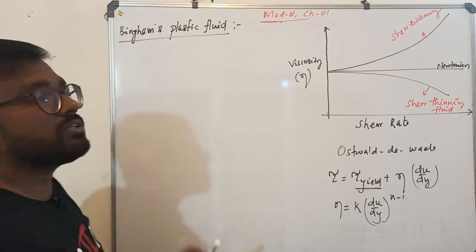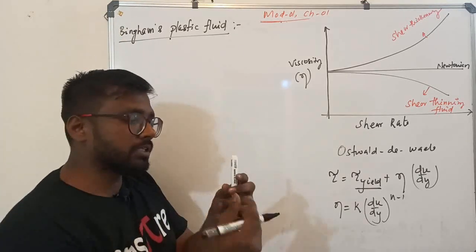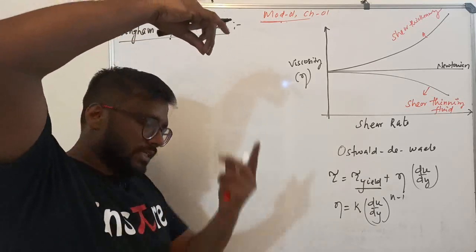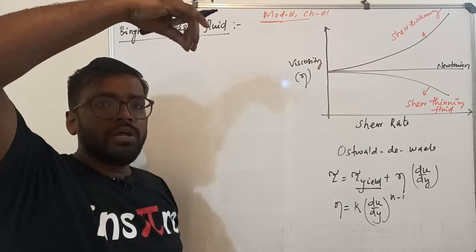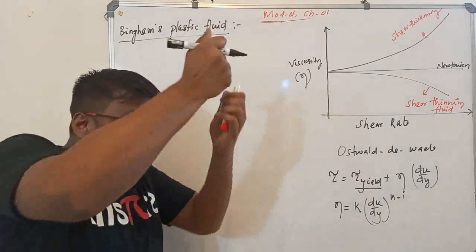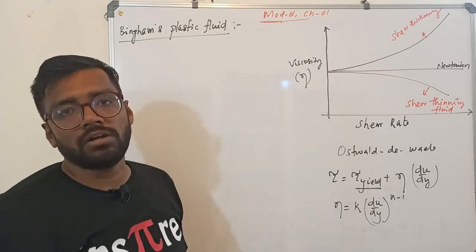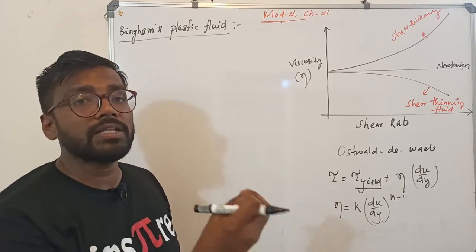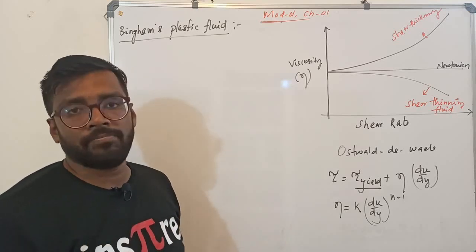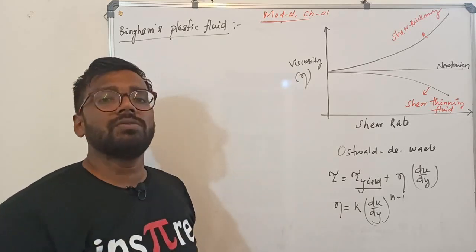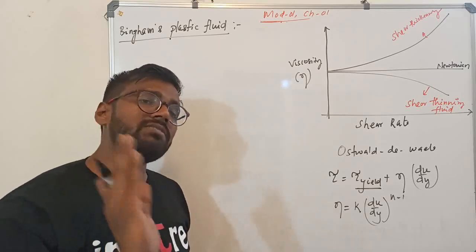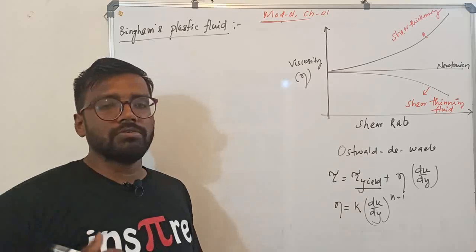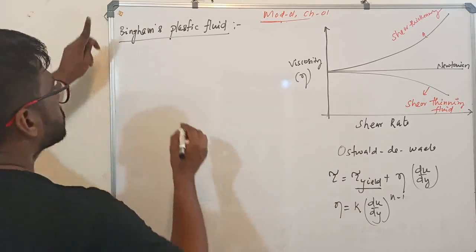For example, take your toothpaste. You keep your toothpaste tube open and keep it vertical. Don't apply force. Will your toothpaste come down? No. Unless you apply some force, it won't come down at all. But once it comes down, its viscosity won't be affected by the application of forces or time. So it behaves like a Newtonian fluid, but it needs some stress to overcome the initial viscosity barrier.